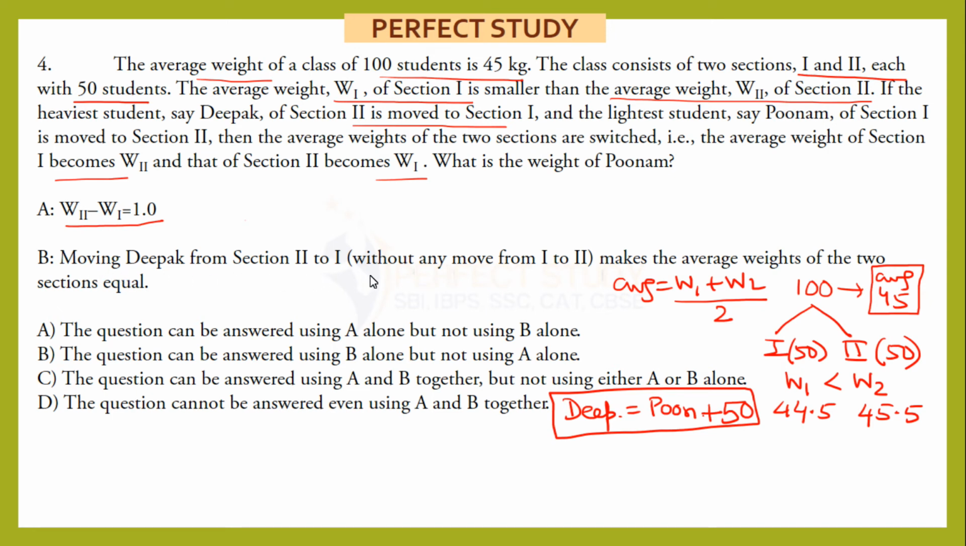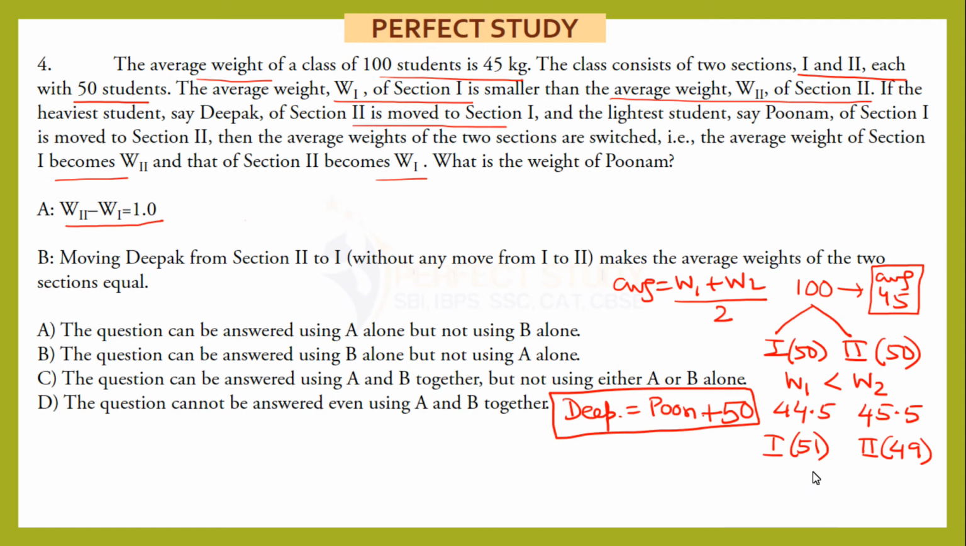Moving Deepak from section 2 to section 1 without any move from 1 to 2 makes the average weights of the two sections equal. Now let's forget the first one and simply concentrate on the second one. If I move Deepak from here to here and I don't move anybody from 1 to 2, my number in the second one will become how much? 51. Here the number will become 51 and here the number will become 49, and it says it makes the average weights of the two sections equal.